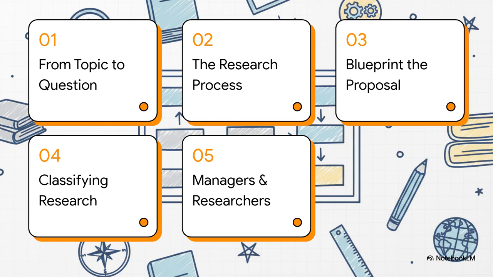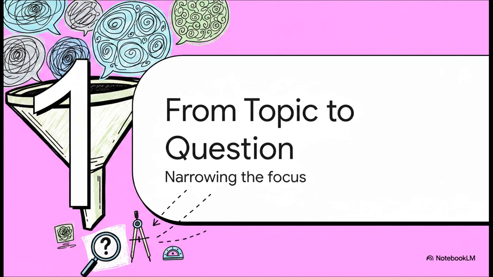Okay, let's dive into this and look at exactly how we build this structure today. First, we'll go from topic to question. Second, we'll map out the research project process. Third, blueprinting the proposal. Fourth, classifying your research. And finally, number 5, managers and researchers. First up, Section 1, From Topic to Question.